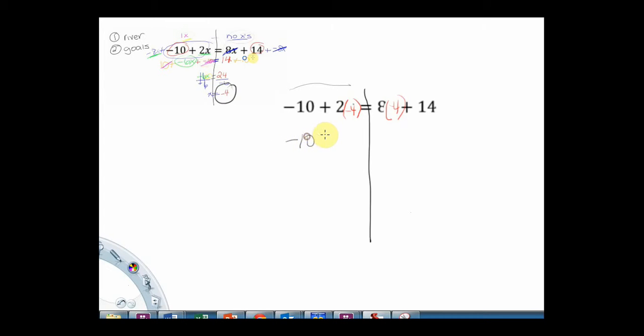Negative 10 plus 2 times negative 4, which is negative 8. So far, this expression equals negative 10 plus negative 8. And so far, this side of our equal sign, this expression, is negative 32 plus 14. Let's see if negative 10 plus negative 8 is equal to negative 32 plus 14. Negative 10 plus negative 8 is going to give me negative 18. So negative 32 plus 14 does equal negative 18. So negative 4 is the correct solution for x.